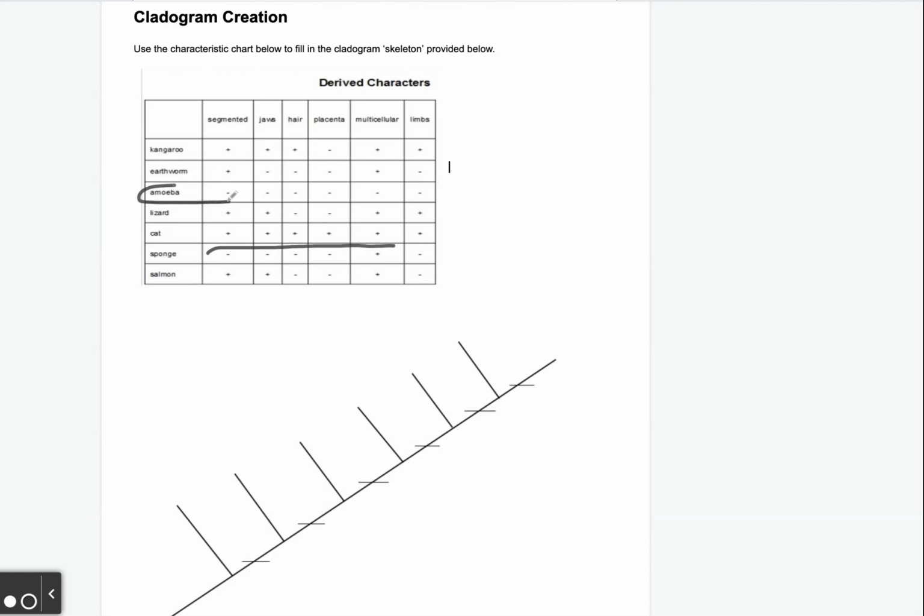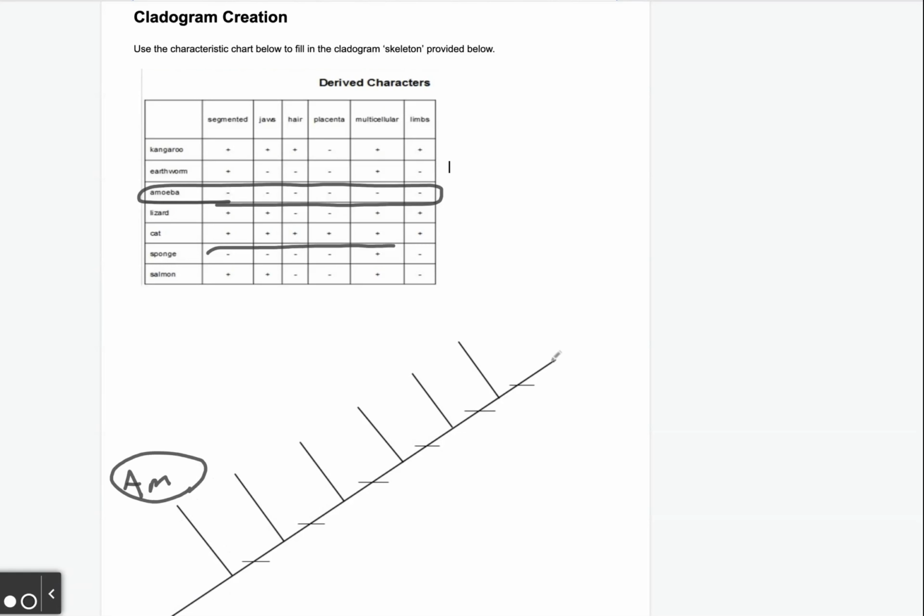Right here, this one, okay, this organism right here has all minuses. So it doesn't have any of the characteristics. So can it be above any of these? It cannot. So that organism must fit right here because it has none of the shared traits. That's that out group. So here you would put that amoeba, right here.